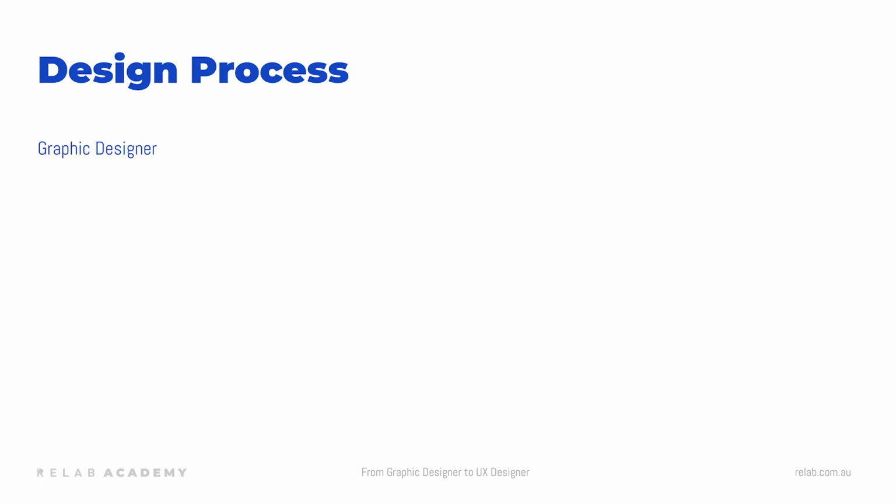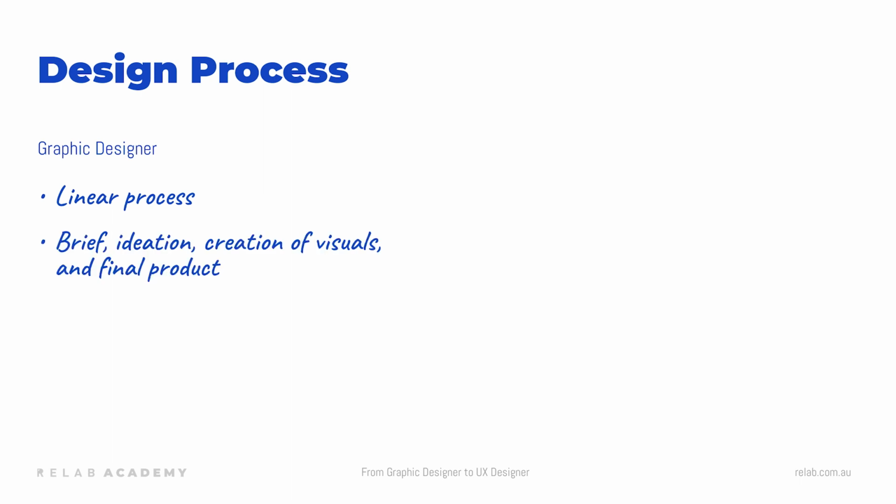Now, since I've been speaking about the process, let's dive deeper into the process, specifically the design process and what the difference may be between a graphic designer and a UX designer. A graphic designer typically goes with a linear process. It feels a little bit more waterfall in comparison to a UX designer. A graphic designer starts with a brief, and then they will follow up with an ideation process, whether it's sketching, brainstorming, things like that.